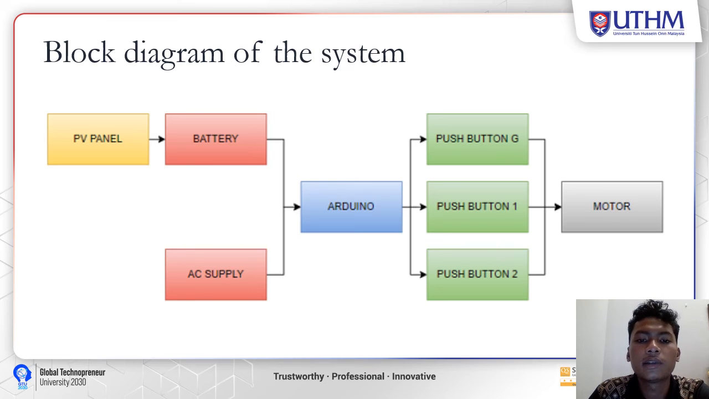Okay, block diagram of the system. The power supply of this system is either from the battery or AC supply, because if using the battery and the solar system only, on a rainy day the system cannot be used, so the AC supply needs to be backup. When the AC supply is on, the Arduino is in standby mode, which is when the user pushes button 1 or button 2, the Arduino will transfer the information to the motor, which is to start the system.